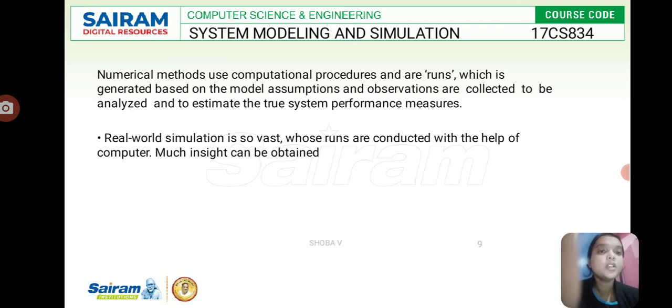So these numerical methods use computational procedures and more runs, which are generated based on the model assumptions. Model assumptions in the sense we can apply any modeling techniques based on the conditions and the situations, and observations are collected to be analyzed and to estimate the true system performance measures. And real world simulation is so vast, whose runs are conducted with the help of a computer. Much insight can be obtained.